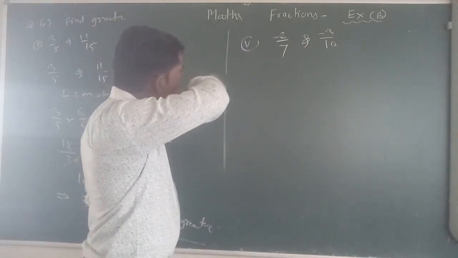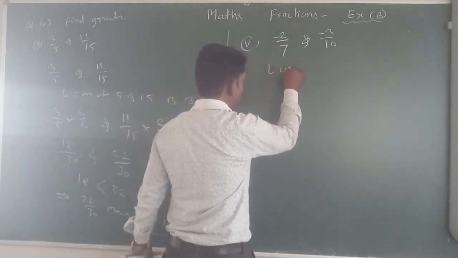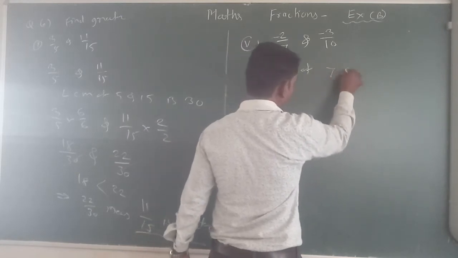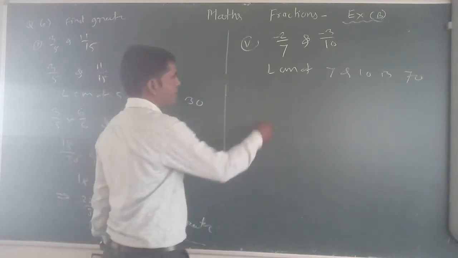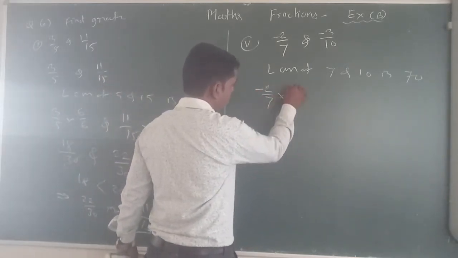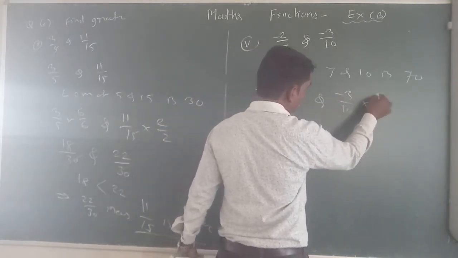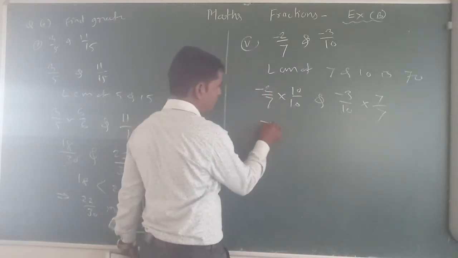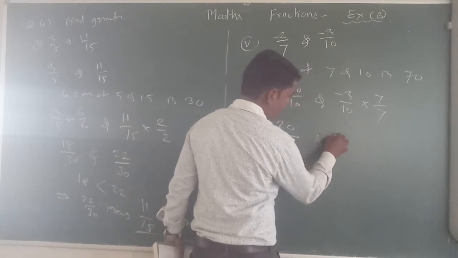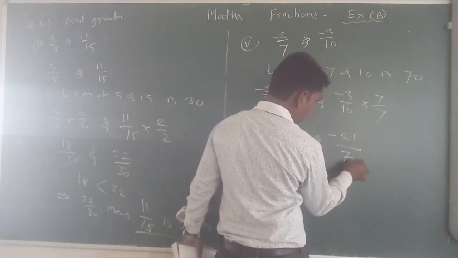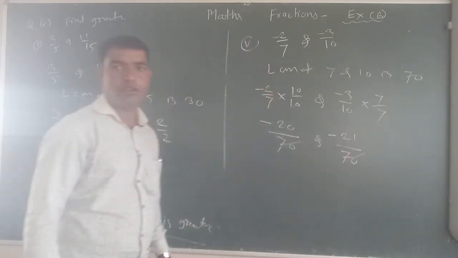So here 7 and 10. First, the LCM of 7 and 10 is 70. So make the denominator 70. So minus 2 upon 7 into 10 upon 10 and minus 3 upon 10 into 7 upon 7. So it will be minus 20 upon 70 and minus 21 upon 70. Now 70 can be cancelled. Here minus 20 and minus 21. Which is the greater? Minus 20.